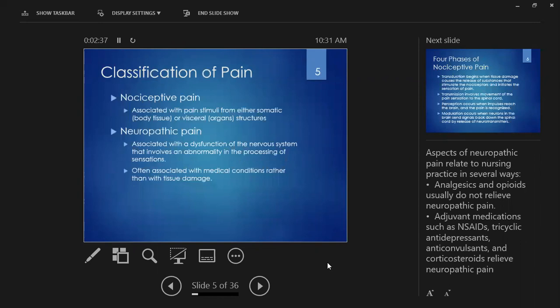Okay. Classification of pain. There are 2 primary categories of pain, and I hope you know this from reading chapter 7 in your book already. The first category is what, Brooke?